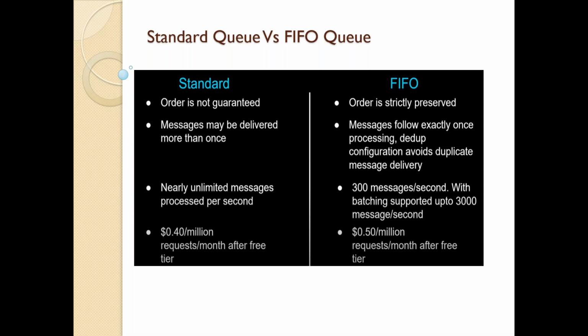In the standard queue, nearly unlimited messages are processed per second because it doesn't have to follow any order. In FIFO, only 300 messages can be processed per second, with batching up to 3000 messages per second. The cost also varies accordingly. For standard, it is 40 cents per million requests per month after the free tier, whereas for FIFO it is 50 cents per million requests per month after the free tier. Please keep that in mind. Even in SNS you have both standard and FIFO.